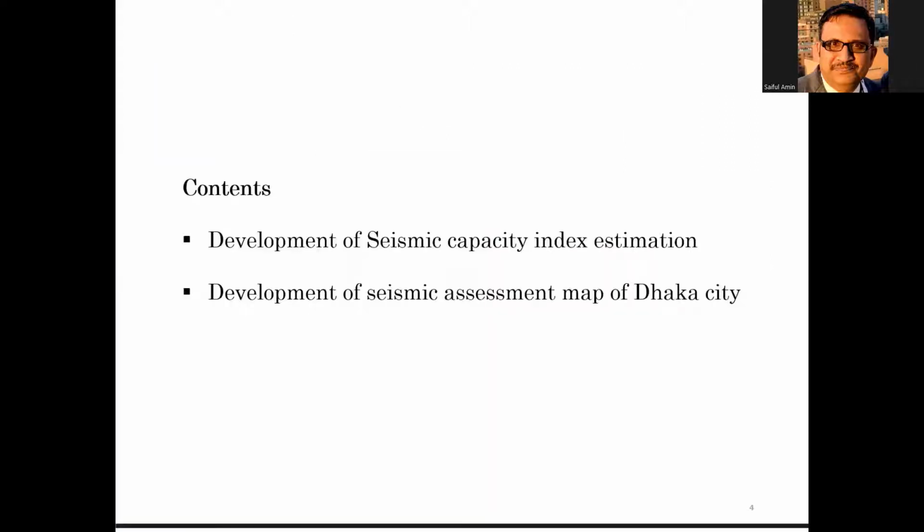From this point on, the presentation will be focused broadly on two contents. The first one is to develop seismic capacity index estimation, and the second one is focused on developing the seismic assessment map of Dhaka city. So the question is, what is the position of seismic capacity index in preparing the seismic assessment map?